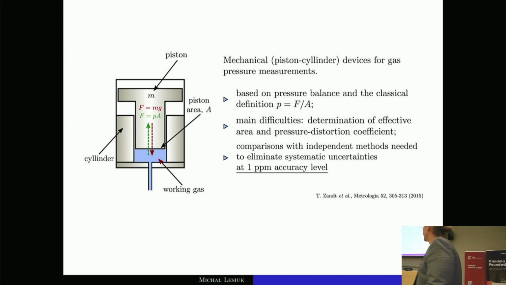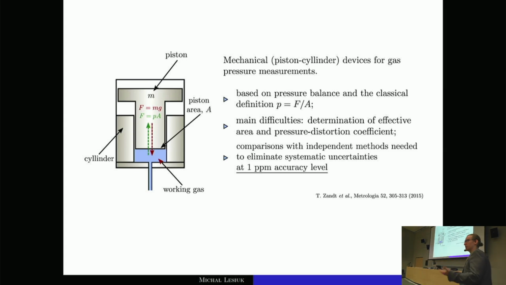So first of all, if you ever wonder how you measure pressure of a gas, it turns out it's not that trivial. You need a quite fancy device. The most common devices of the type are based on a piston cylinder scheme. As you can see on the plot, the idea is very simple. You have a pressure balance, and there are two forces essentially, the gravitational force and the force from the gas pressure acting in the opposite direction. So the idea is very simple.